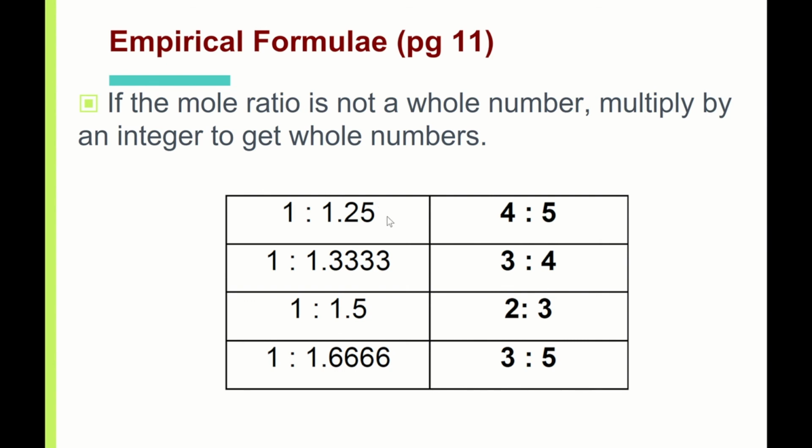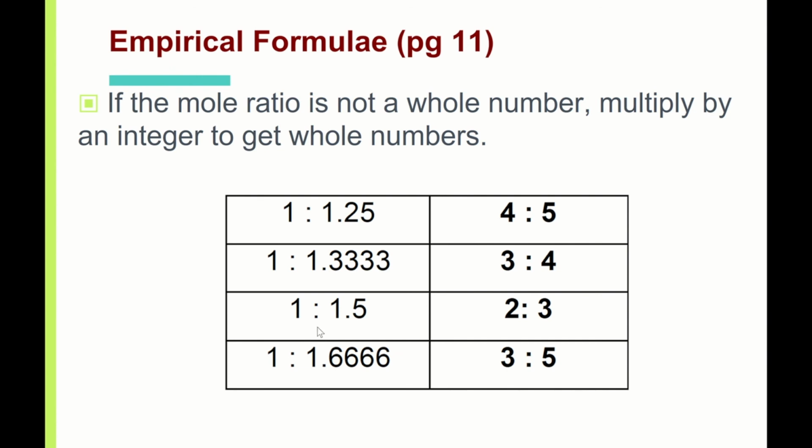Actually, it's not very accurate. So actually, if I multiply by 4, the ratio is 4 is to 5. So it's not really 1 is to 1. So that's why we don't simplify by dividing. So these are the 4 sets of numbers. So for example, you see this 1 is to 1.5.